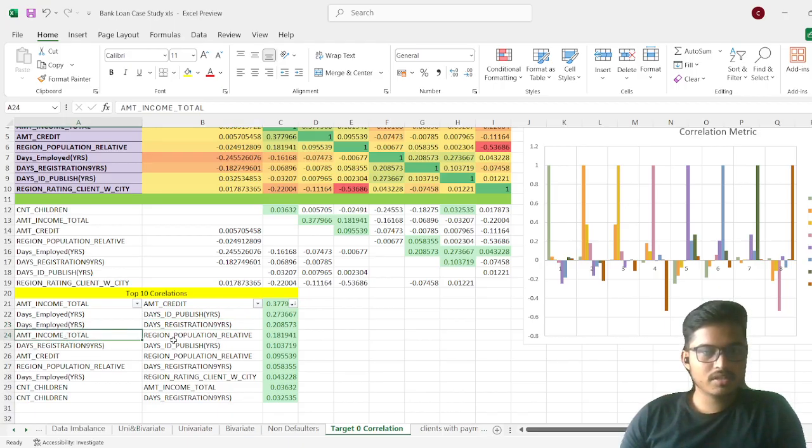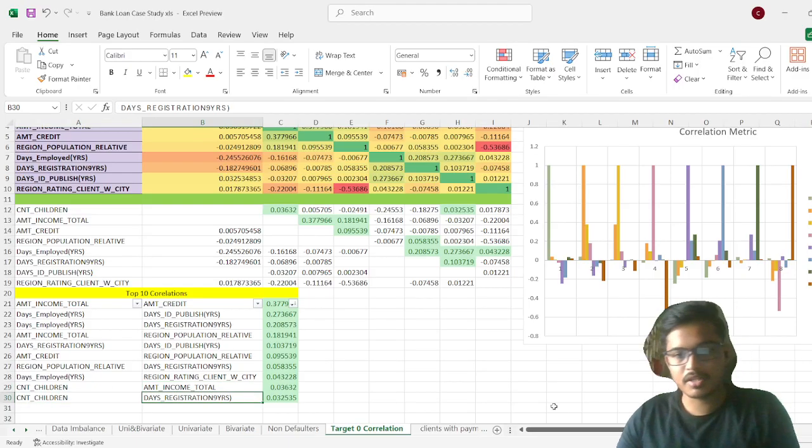AMT income total, if it is higher, then the region population relative is also higher. If days registration in a year is higher, then days in publish is also higher. AMT credit to the region population relative is also around 0.955. So when it comes to 0.95, this does not make much sense. This is a less positive correlation. So these are some of them, like count of children with the AMT income total, that is, the higher the children, the higher the income total, which is less positively related. Count of children with the daily basis. These are the top 10.